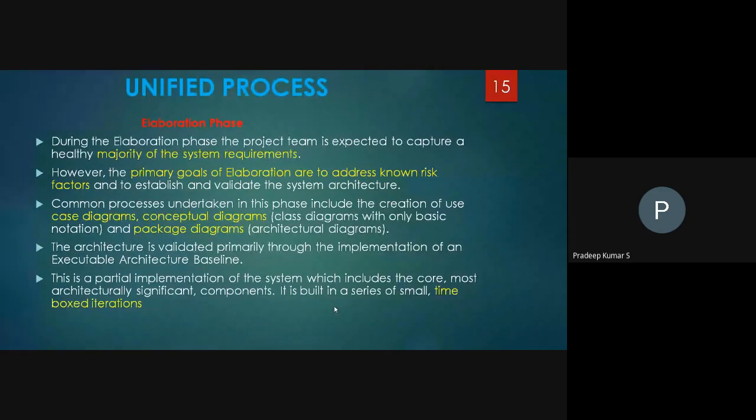Now the architecture is validated primarily through the implementation of an executable architecture baseline. Here is the partial implementation of the system, which includes the core, most architecturally significant components. It is built in a series of small time box iterations. That is the partial implementation of the system needs. Here we have to take the partial implementation of the system needs. I will give it again in diagrammatic manner. We have to note down these things.